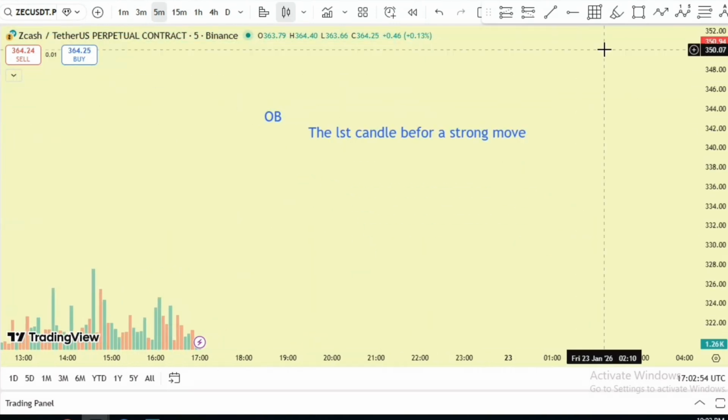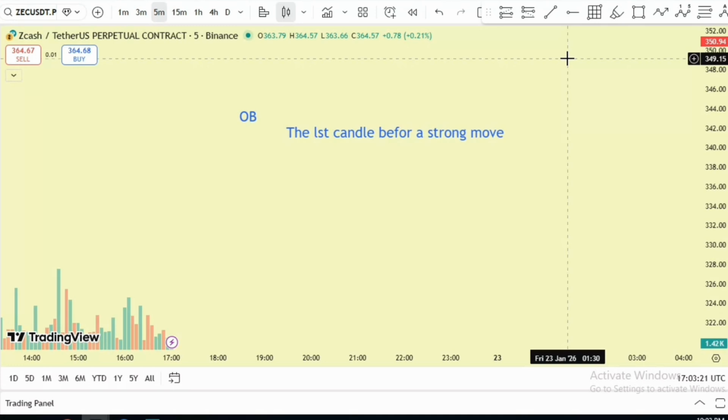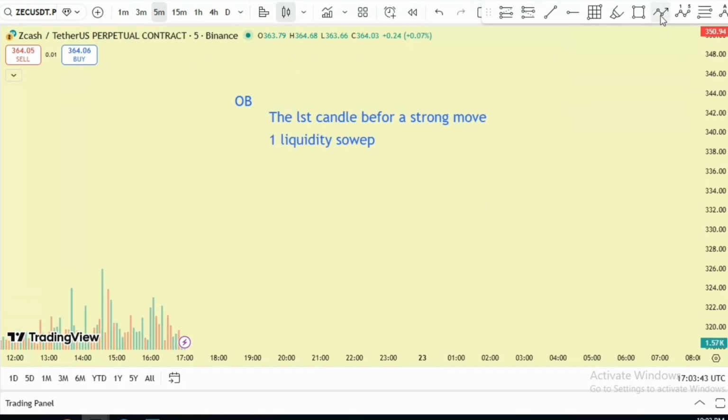Now, the question is how we can identify a great or a good order block. The key is easy, I will tell you. To answer this question, I would like to tell you that an order block should have a few conditions. What are those conditions? The first condition is liquidity sweep.